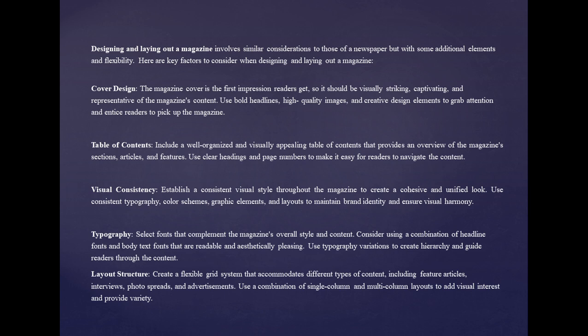Table of contents. Include a well organized and visually appealing table of contents that provides an overview of a magazine's sections, articles, and features. Use clear headings and page numbers to make it easy for readers to navigate the content.